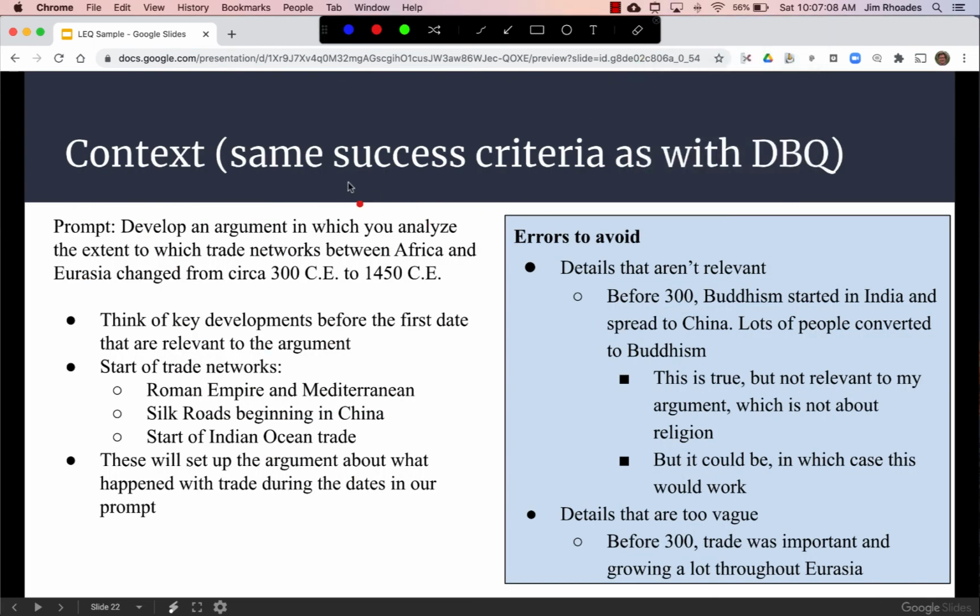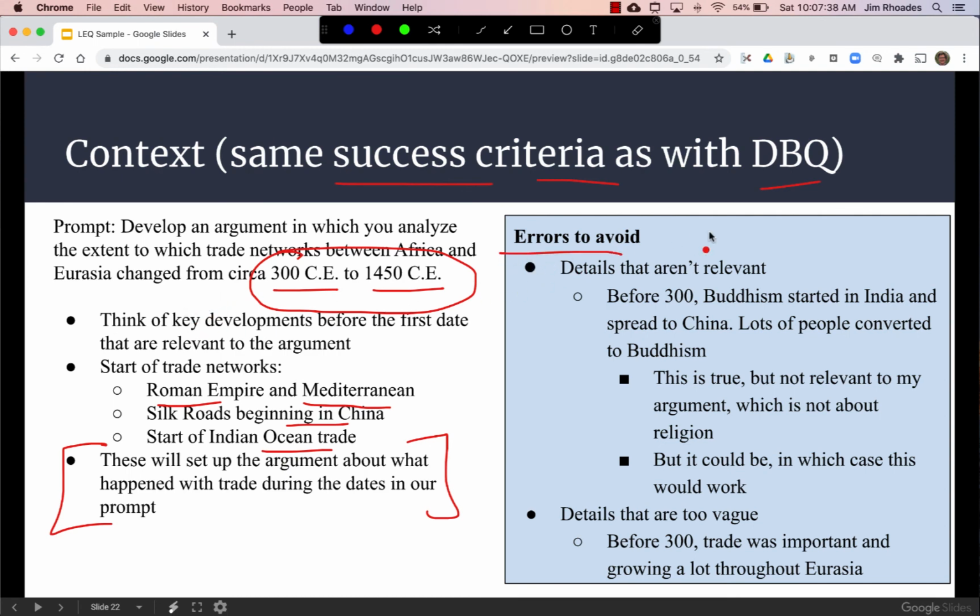The context rules are the same as we have with the DBQ. So I thought of some key elements that happened before this time period, and this is before our class, which is why I picked this example, so it's okay if you don't know about this stuff. But the Roman Empire was extensively expanding the Mediterranean trade network. Before 300, the Silk Roads are beginning in China, and the Indian Ocean trade is also starting. So I can set the scene and the context for what we're doing with this time period by establishing those trade networks.